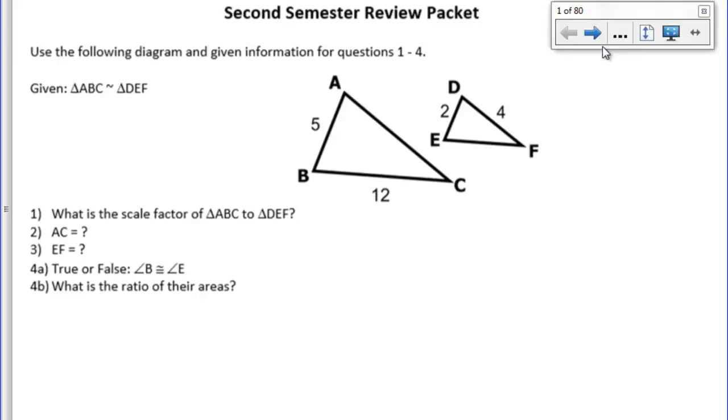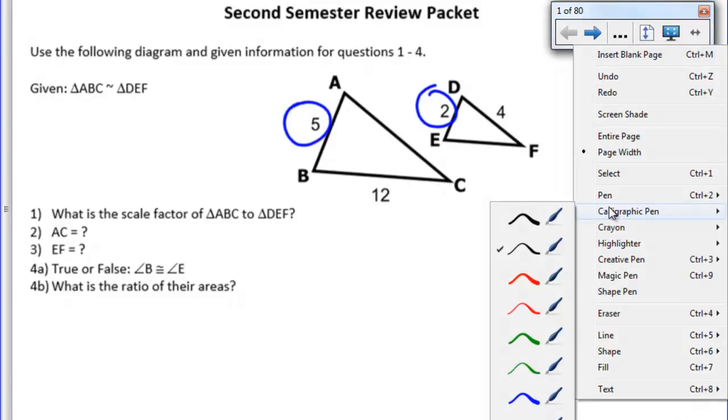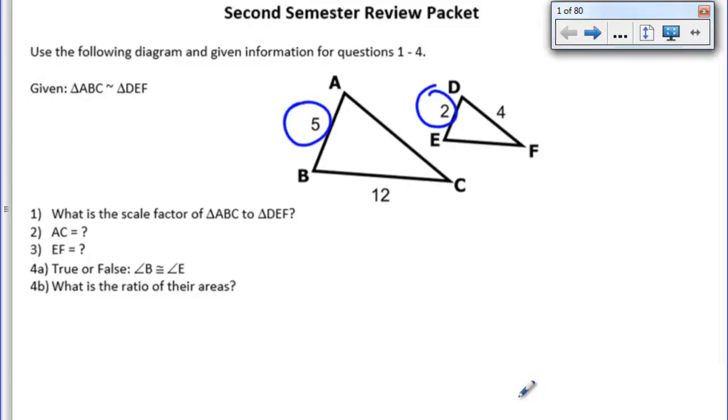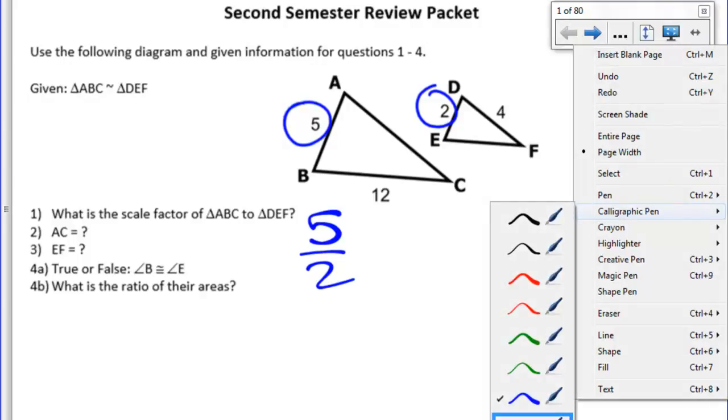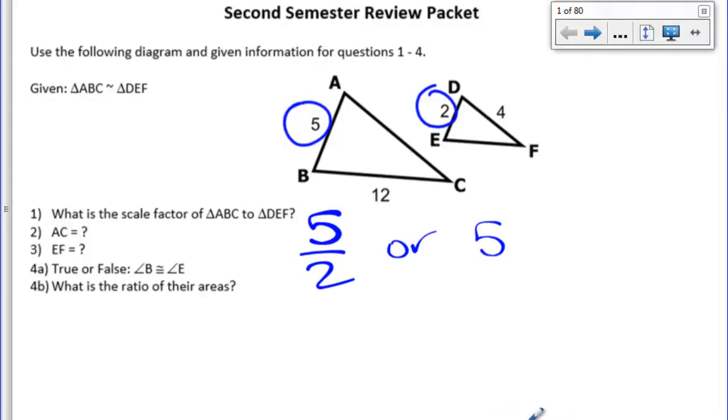Okay, for number 1, you're given 2 triangles, or that 2 triangles are similar. You have to find the scale factor. To do that, you simply use the order of the triangles and identify corresponding sides. So we will say 5 over 2, or we can write it as a ratio, 5 to 2.